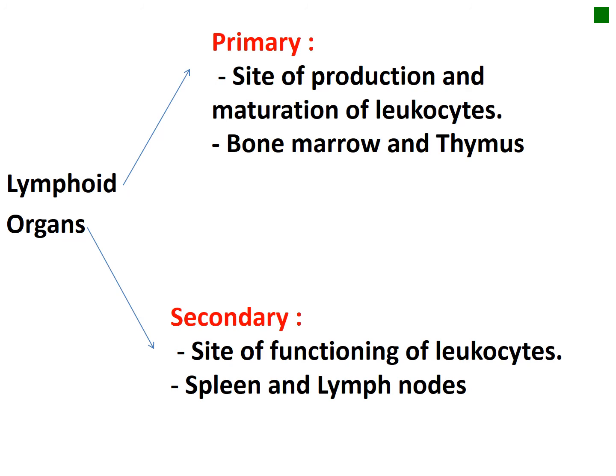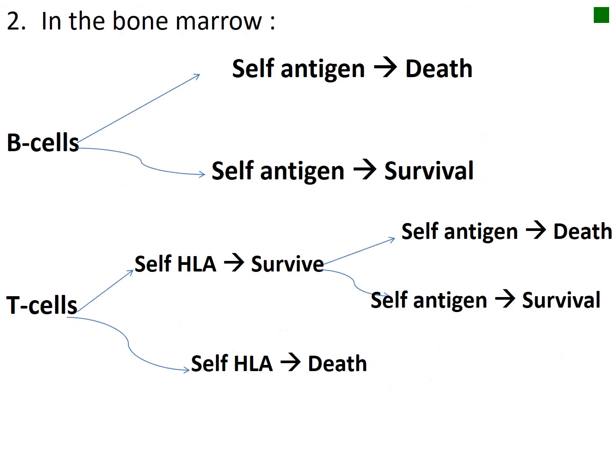Lymphoid organs, we have primary and we have secondary. Primary organs are the site of production and maturation of the leukocytes. Mainly, they are the bone marrow and the thymus. While secondary organs are the site of functioning of these leukocytes. They are the spleen and the lymph nodes.